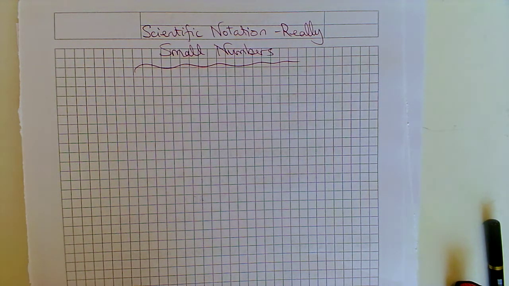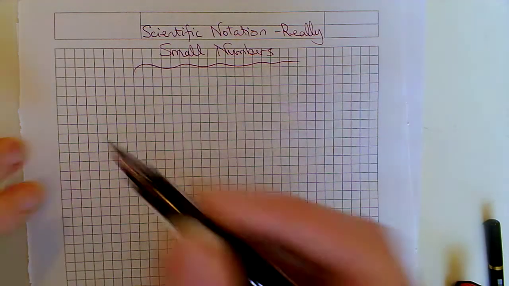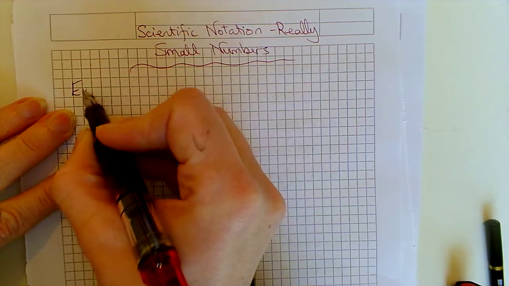Now we've learned how to write scientific notation for really big numbers. The next thing we need to look at is scientific notation for really small numbers. So let's start with an example.